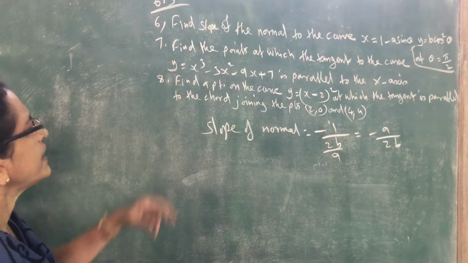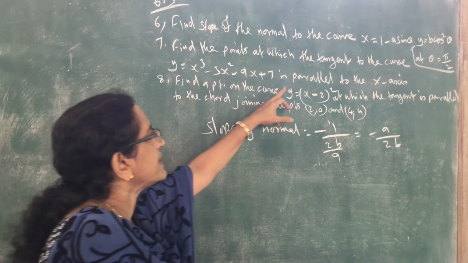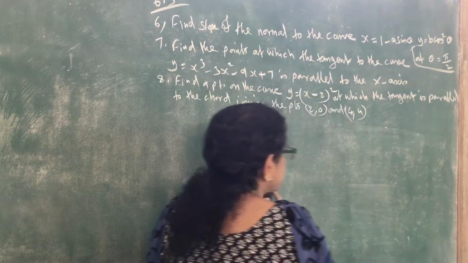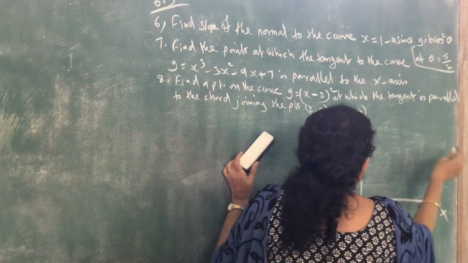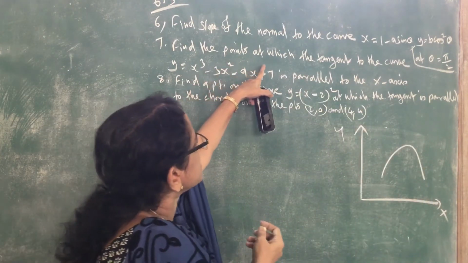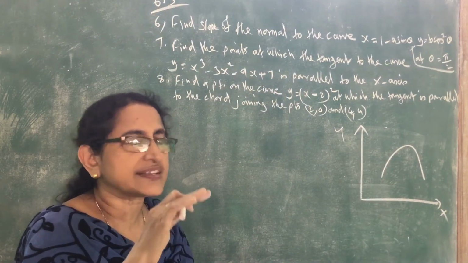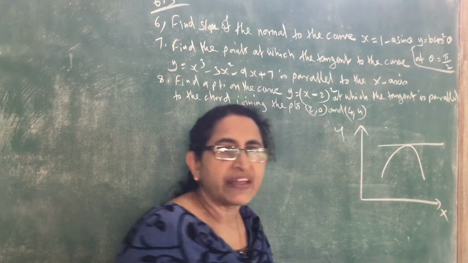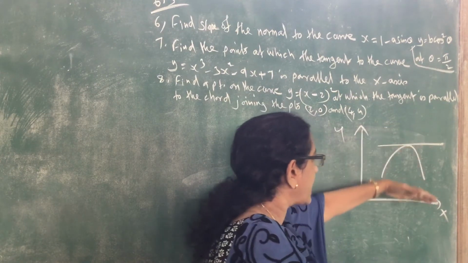Now seventh one, find the points at which the tangent to the curve is parallel to the x-axis. Suppose we have the x-axis and y-axis, and at this point the tangent is parallel to the x-axis. So we have to find the points on the curve at which the tangent is parallel to the x-axis.